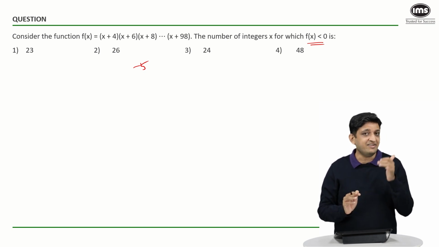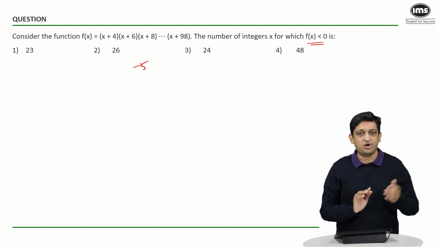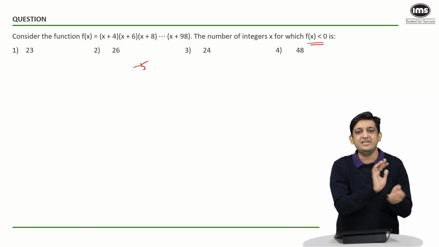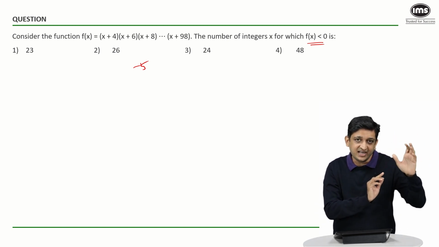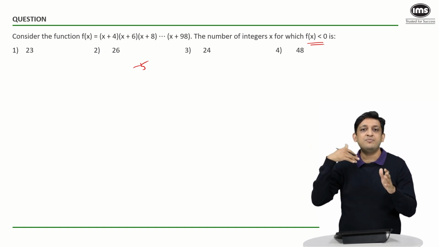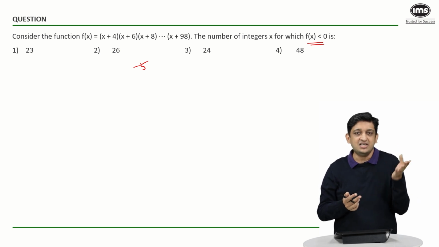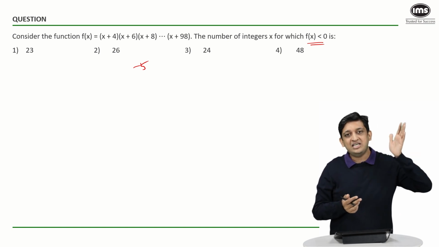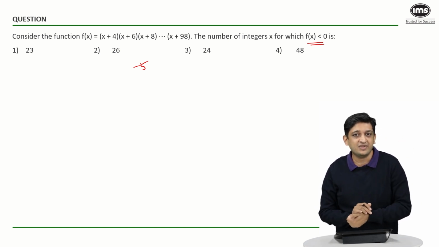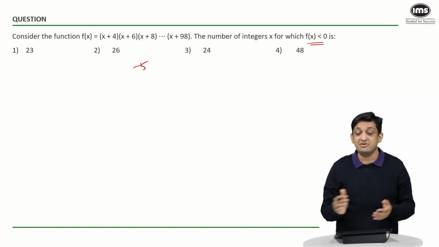What about minus 7? If you put x equals minus 7, the first bracket is not useful, the second bracket is not useful simply because both of them become negative. Now you have one negative number, another negative number, and all the other brackets will be positive. So two negative numbers multiplied by each other will give us a positive number, multiplied by a lot of positive numbers is going to give us f(x) greater than 0. So that will not work. What about minus 8? Will not work because it will become 0.